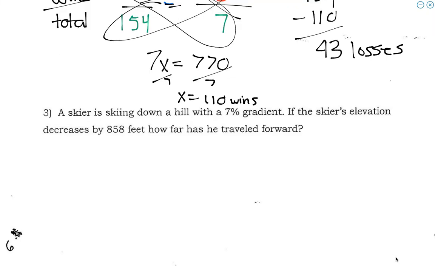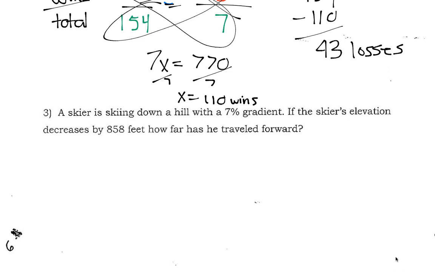All right, number 3. A skier is skiing down a hill with a 7% grade. So a 7% grade is a way to kind of measure slope. You might see that on the side of the road. If you're going down a hill, you might see a sign that has a 7% or a 3% grade. It's mainly for trucks, but it just basically tells you how steep an incline is. So a skier is skiing down a hill with a 7% grade.